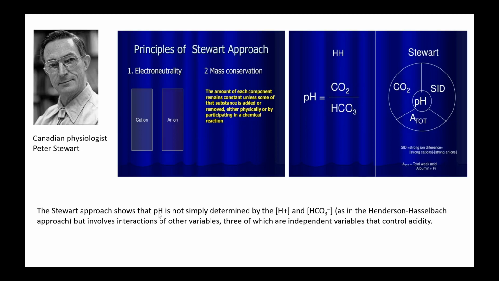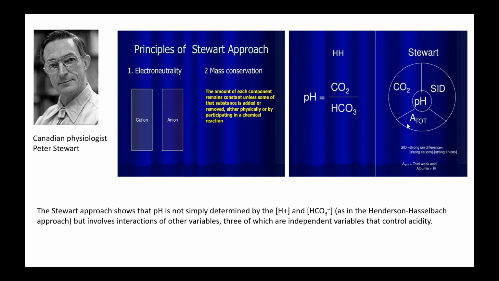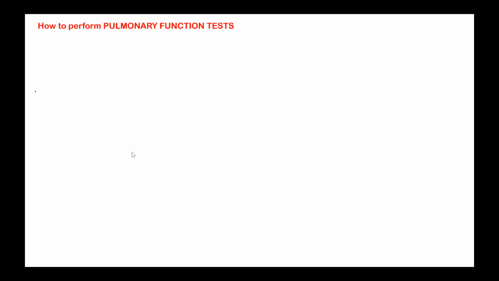The Stewart approach shows pH is not simply determined by hydrogen and bicarbonate alone, but involves interaction of other variables like CO2, strong ions, and weak acids also. Okay, so that's about the rough training on how to interpret ABG.